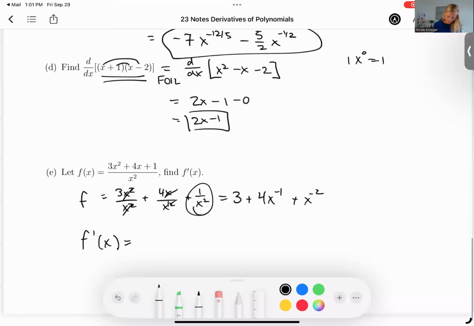So the derivative will be, the derivative of 3 is 0. Then I'm going to have plus 4 times, bring the 1 down, so negative 1x, subtract 1 to get negative 2. And then I bring the negative 2 down, and I subtract 1 to get negative 3. So this looks like negative 4x to the negative 2 minus 2x to the negative 3.